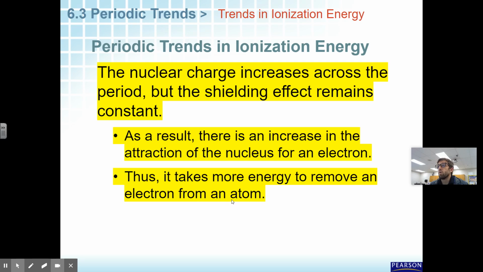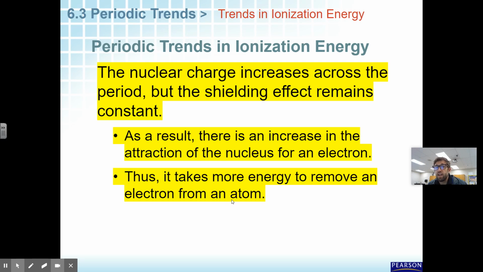Okay, so if you stay in the same period, you're in the same shell. And so your atomic radius decreases, as we mentioned yesterday. Well, when that decreases, what happens is it's going to be harder to remove an electron because it's more attracted to the nucleus when it's closer to it, and it's pulled in closer. That's why the radius is smaller. So it's harder to remove that electron. As a result, there's an increase in the attraction of the nucleus for an electron. So it takes more energy to remove it.